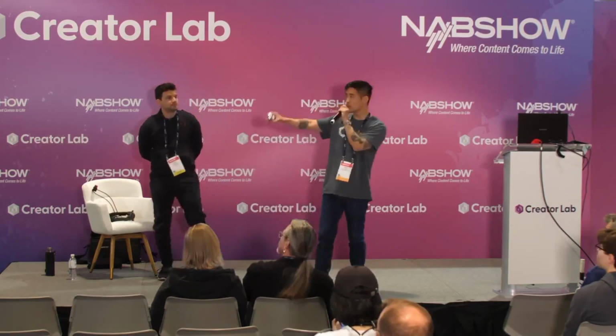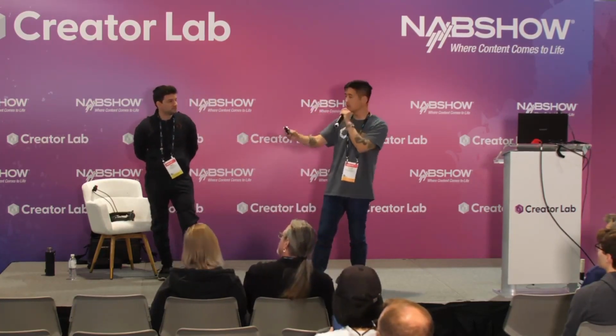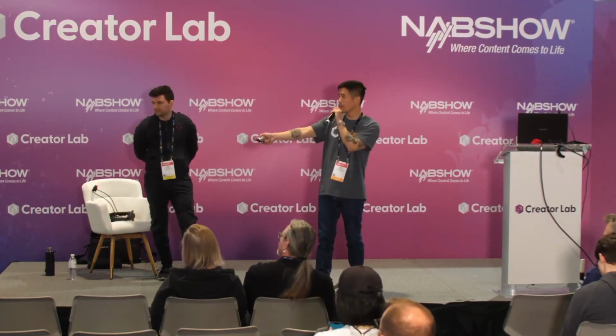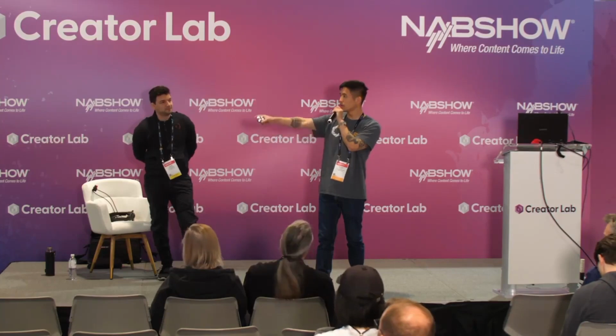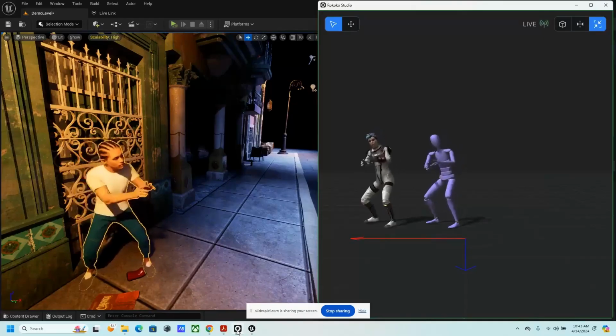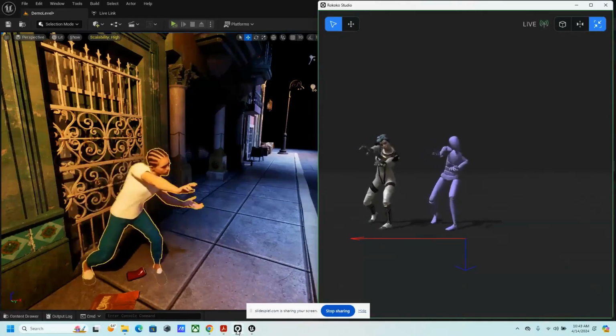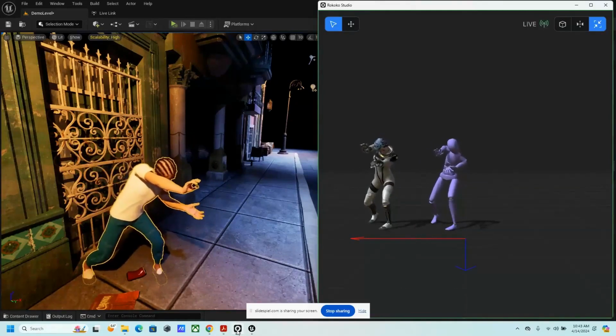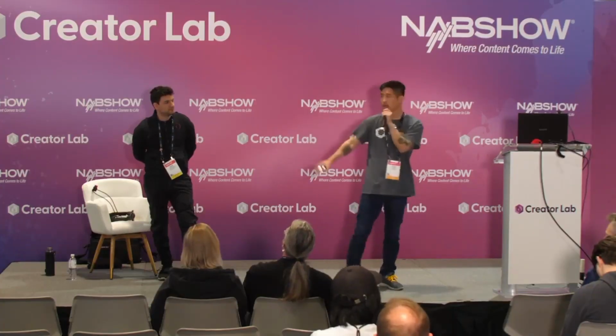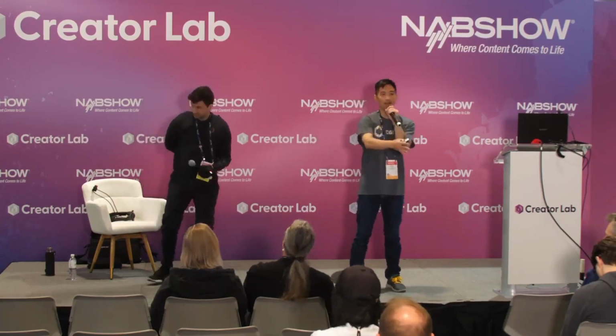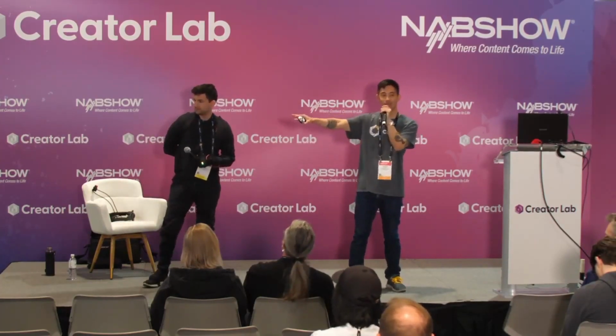So I don't know if you guys noticed in the beginning, that little kid was actually interacting with this avatar. The little kid was doing some dance, and the avatar was copying him. And the way we did this, the exact same setup, we had Rokoko, Unreal Engine, but we had it set up behind a curtain where the attendees could not see where we were.